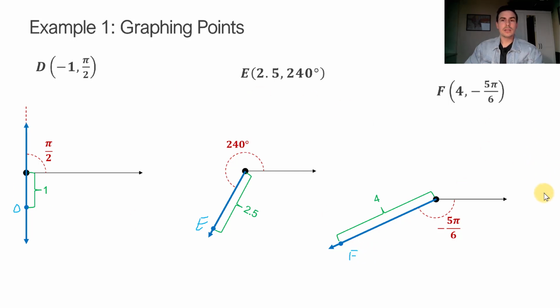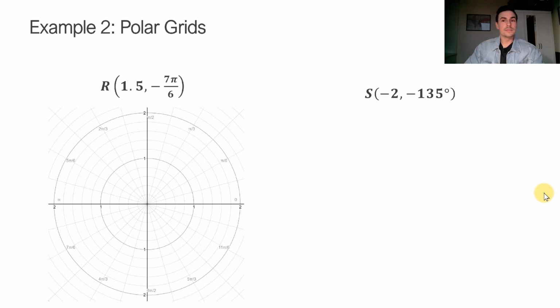Now let's go ahead and take a look at our polar grids. So graphing on our polar grids now. Same thing. Again, this is where we're starting from. This is our positive horizontal axis, or rather, our polar axis. So this being our polar axis and this center point being the pole, that's what we're looking at here with our polar grid.